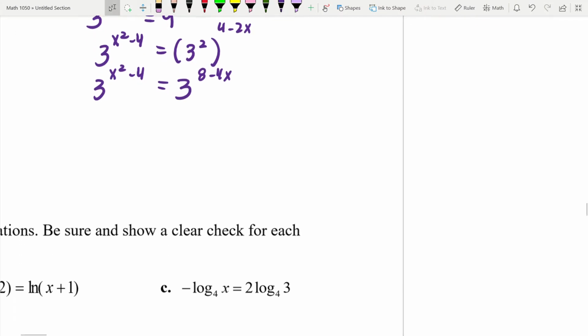This is going to be easier than the one where you have to take the log of both sides because look, 3 to this equals 3 to that. Those things must be equal to each other. So everybody go x squared minus 4 equals 8 minus 4x.